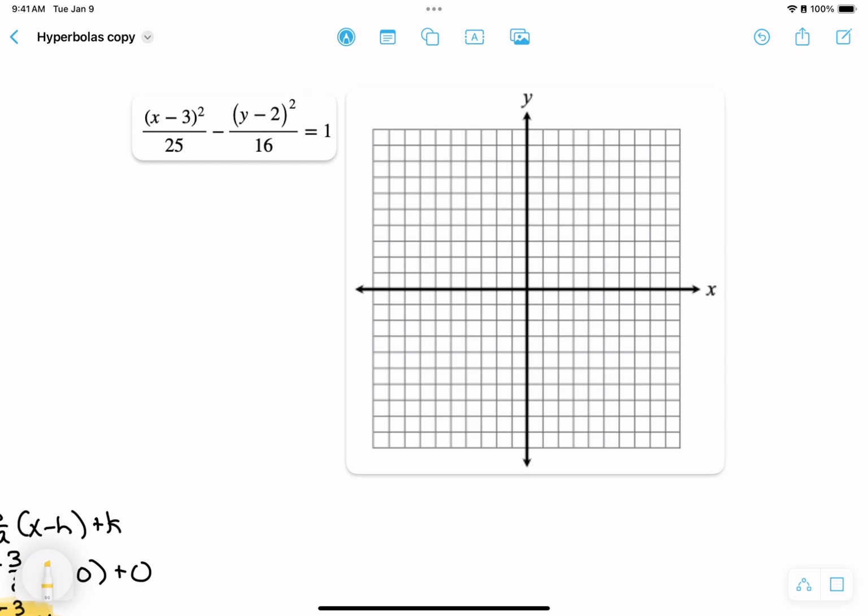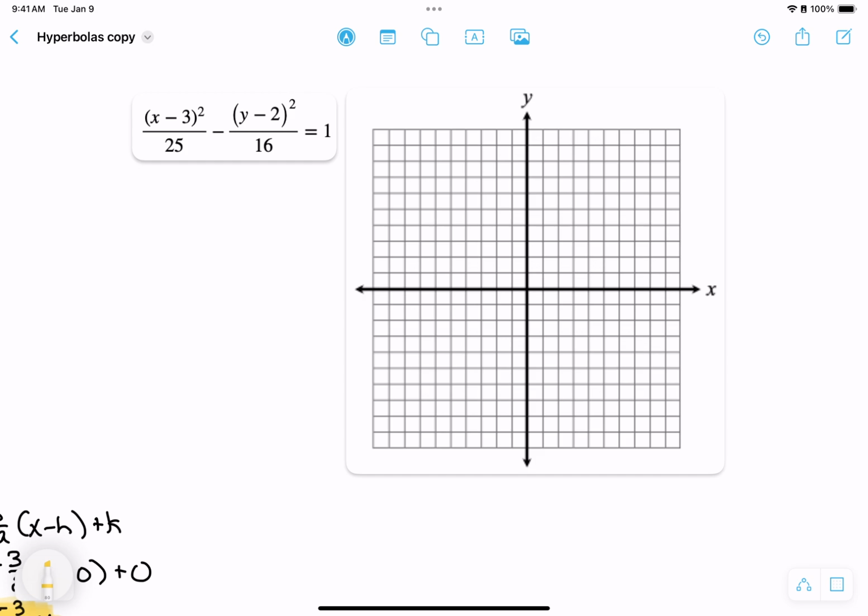Just like last time, the first thing I want to establish is: is this going to be a horizontal or a vertical hyperbola? It's horizontal. How do you know? Because the x is in the first fraction. The first fraction is always the positive one, and the second fraction is always the one after the minus sign.